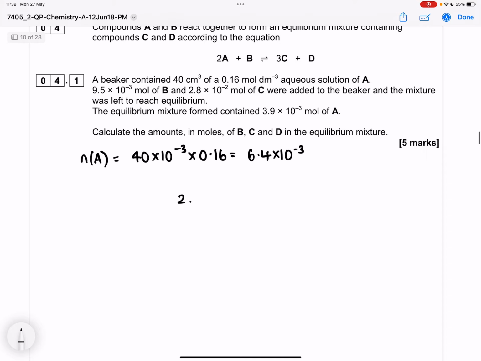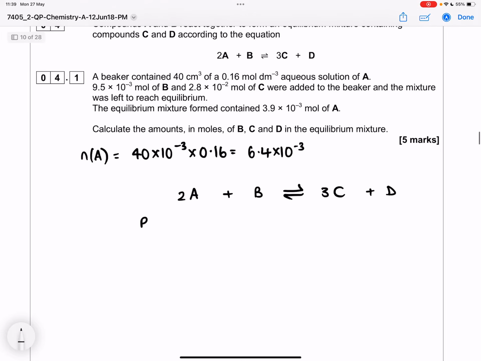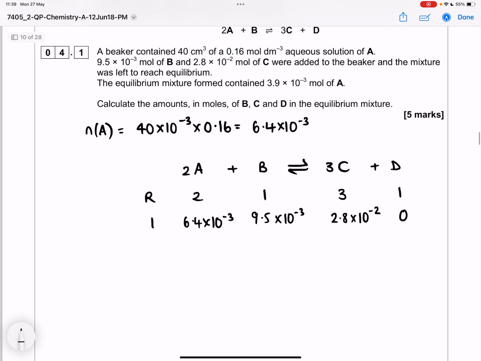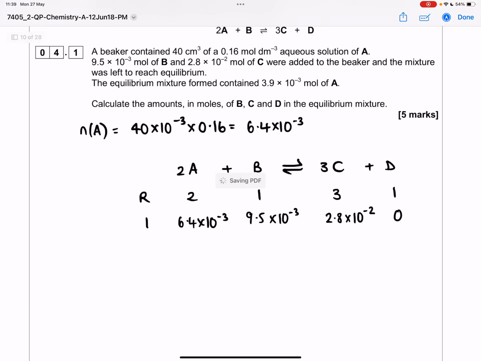Now I'm going to use the RICE method to work out the equilibrium moles. So this is where we look at the ratio, which is 2 to 1 to 3 to 1. The initial amounts, we've just worked out that that's 6.4 times 10 to the minus 3. It told us that B was 9.5 times 10 to the minus 3, and that C was 2.8 times 10 to the minus 2. Be careful of that standard form. There's no D at the beginning, so I haven't mentioned it. And then we're going to figure out the change and the equilibrium amounts.